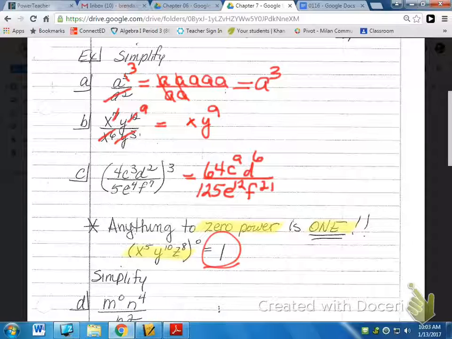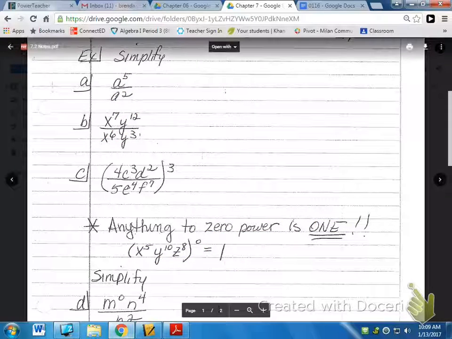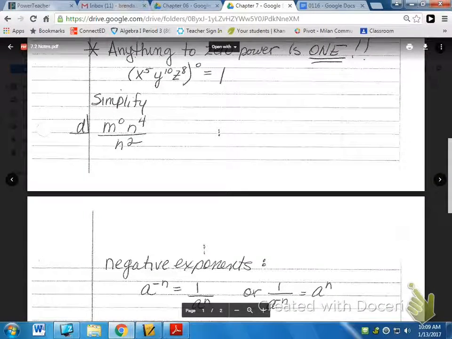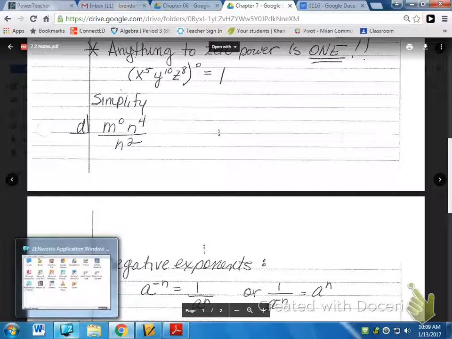Sometimes kids get confused and they think, oh, 0 power, it must equal 0. But no, that is definitely not true. Anything to the 0 power is 1. So let's look at some examples that involve this. Or I guess just one example. M to the 0, n to the 4th over n to the 2nd. So anybody want to try to do this one?